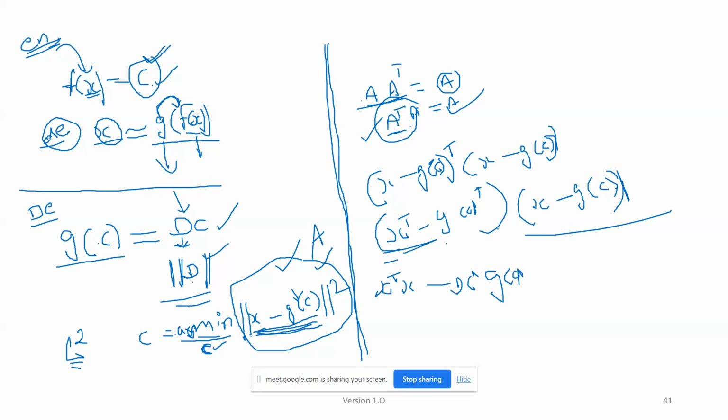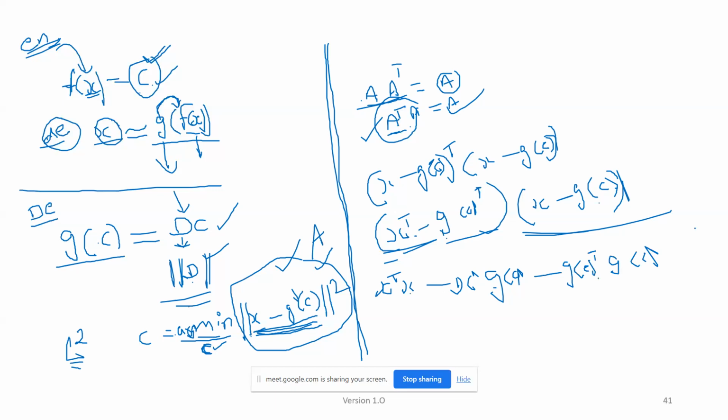Now we are multiplying minus g of c transpose with this one. So what we have, minus, as it is symbol, g of c transpose into g of c. Then we'll multiply this with this, g of c and x is there. Okay, so a total of 4 terms we need to get: 1, 2, 3 terms.